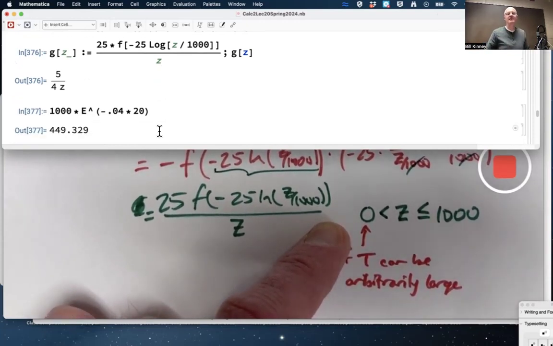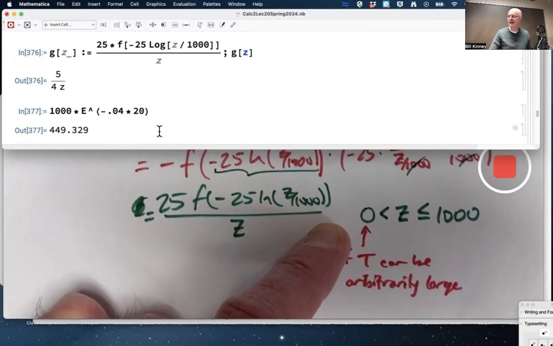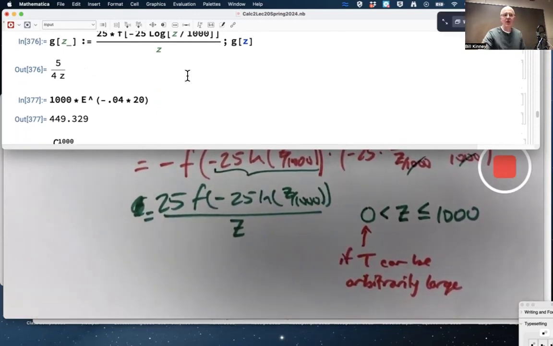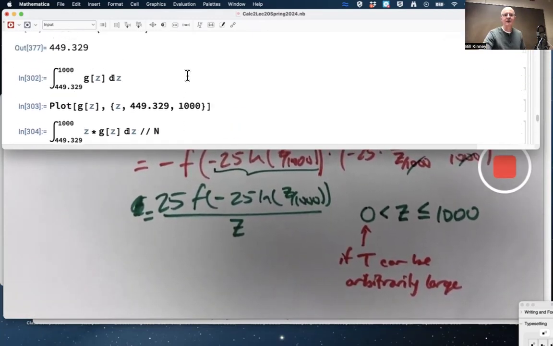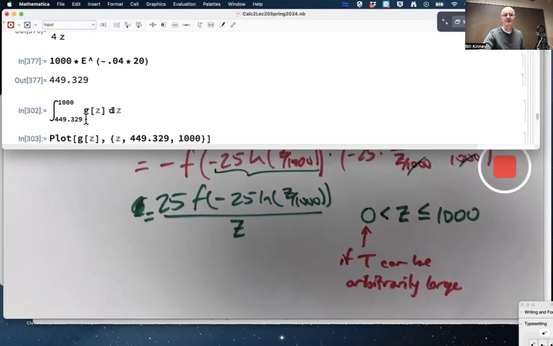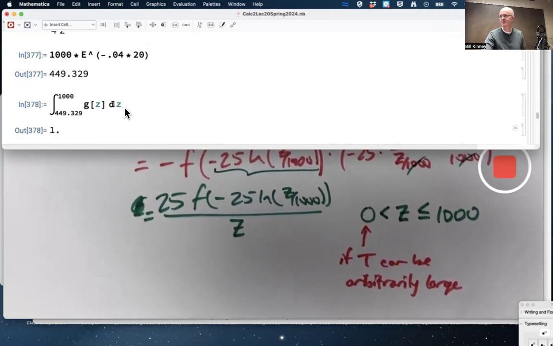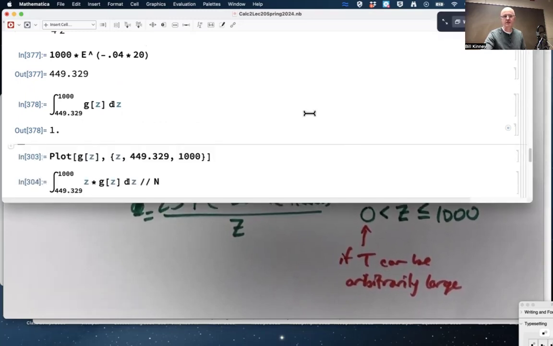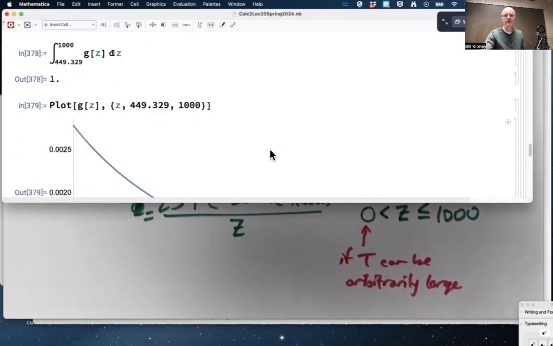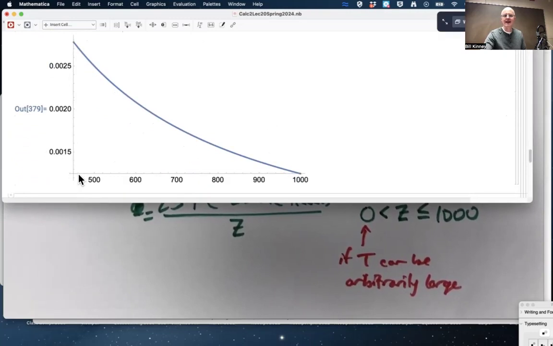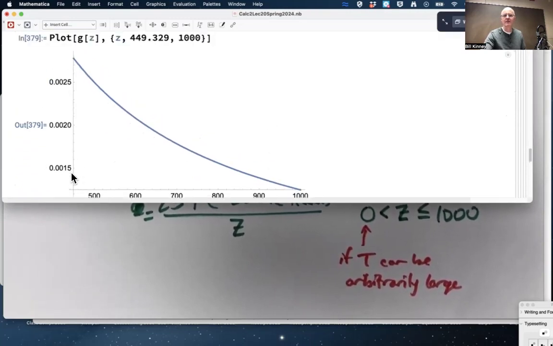The smallest possible value of z is about 449.329. The integral is not from 0 to infinity here, or even 0 to 1,000. It's from 449.329 to 1,000. That's what equals 1. The plot of little g is over the same interval. Notice this is not 0 down here. That's 449.329. It's the area of this graph that's 1.